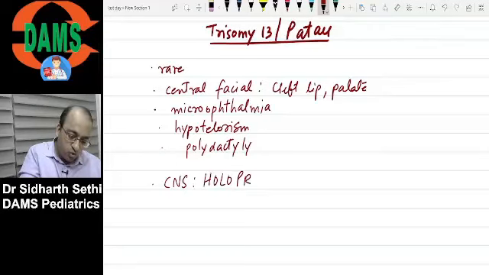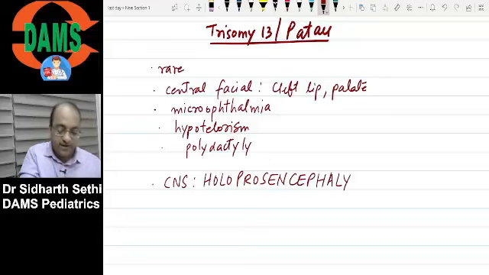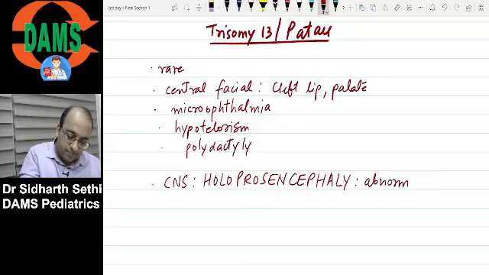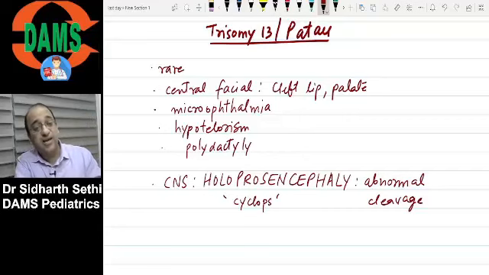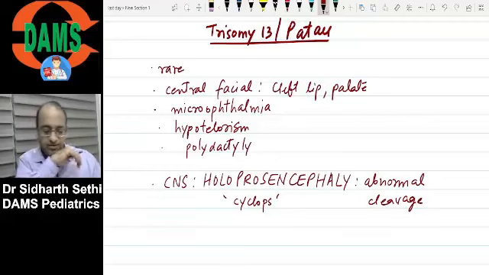So in the brain, they have a condition called holoprosencephaly. It's an abnormal cleavage of the brain. So you may have a child who looks like a cyclops, with a single eye in the center, fused frontal lobes, fused lateral ventricles.